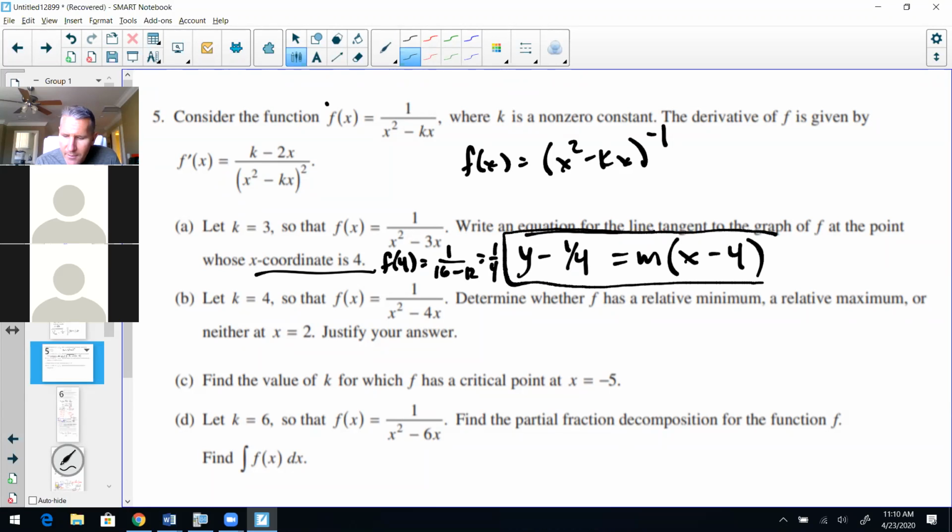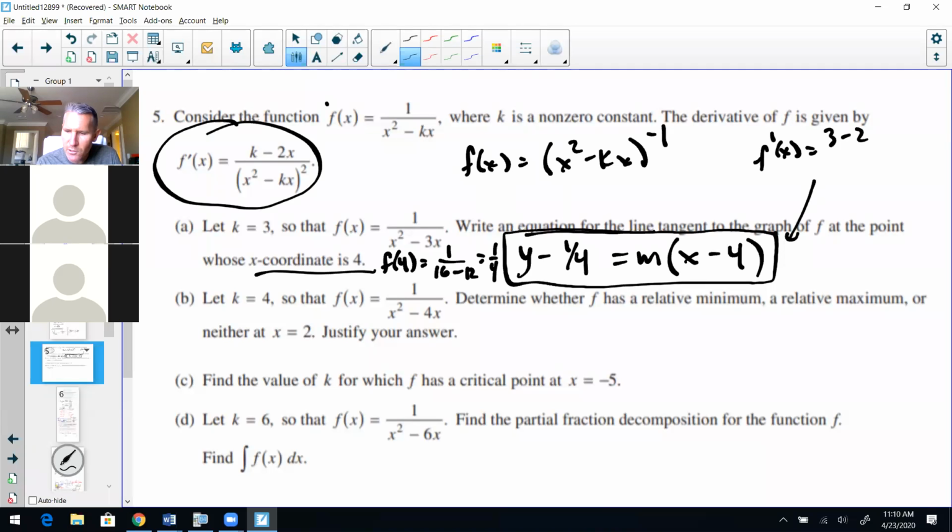And now there's only one thing left to do, and that is to find m, which is also known as f prime of 4. Well, they tell us no matter what k is, this is f prime of x. So for this guy, f prime of x equals, well, when k is equal to 3, so that's 3 minus 2x over quantity x squared minus 3x, squared. So what is that when x is equal to 4? Well, that's going to be your m.